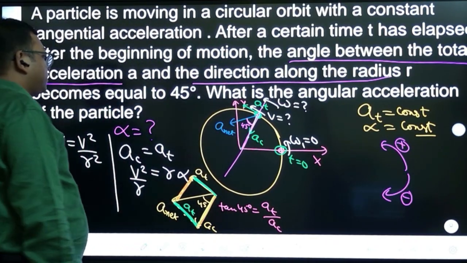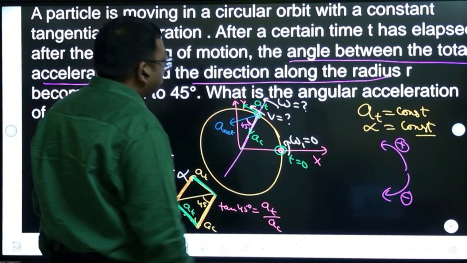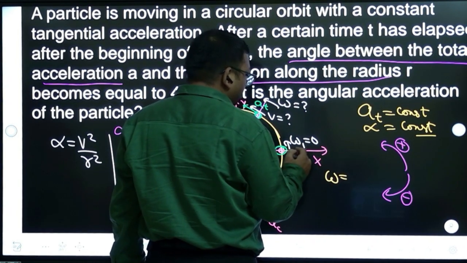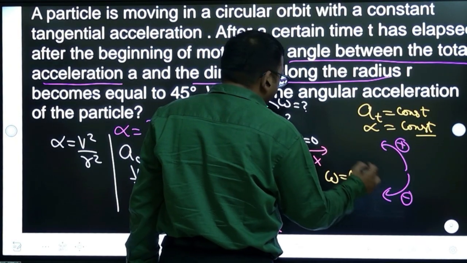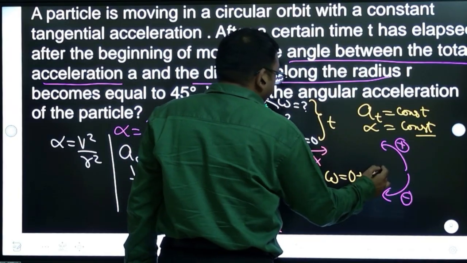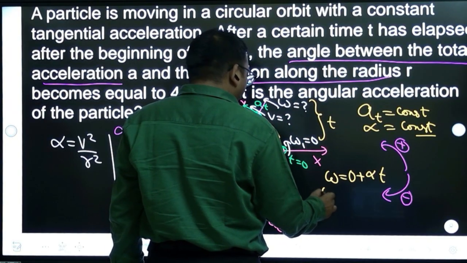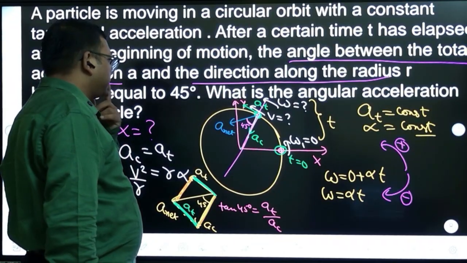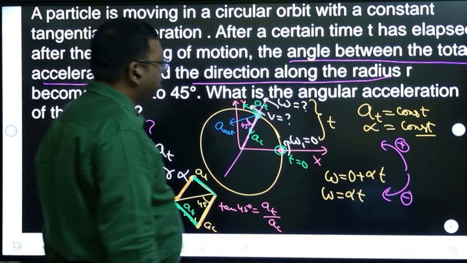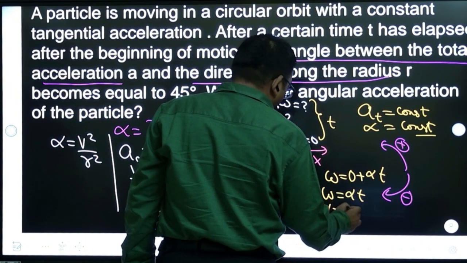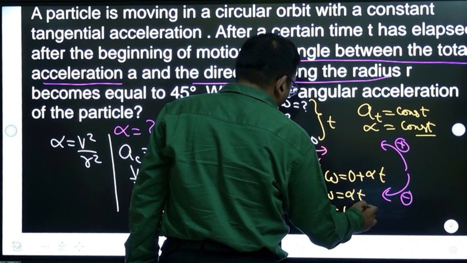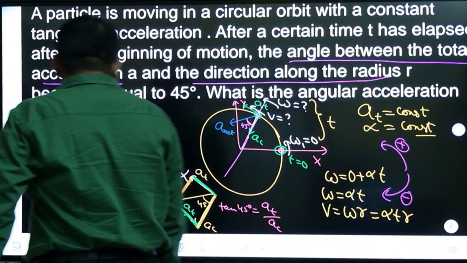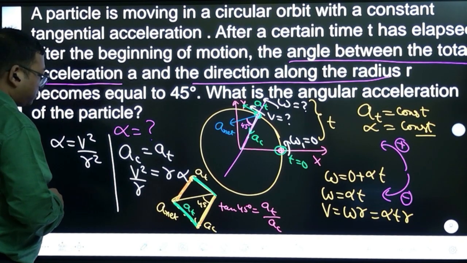Here omega 2 means final omega. So final omega is equal to initial omega, let us say 0, plus alpha into t, where t is the time spent. From here I can write omega as alpha t. Then V I can calculate, because V is equal to omega r. So V is alpha t r. That V we can try to substitute here.